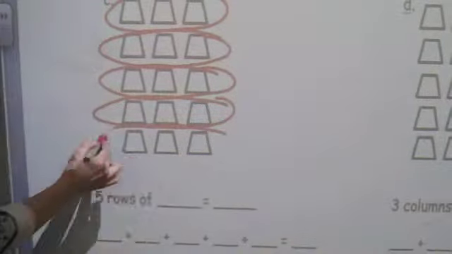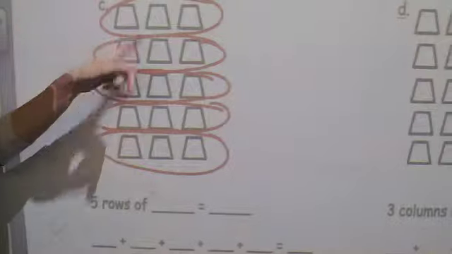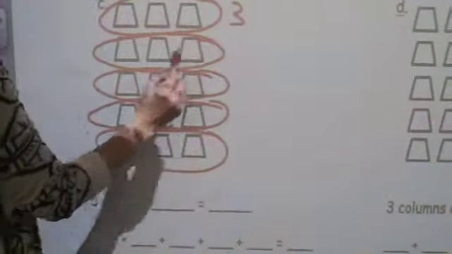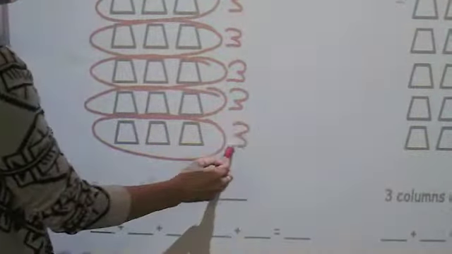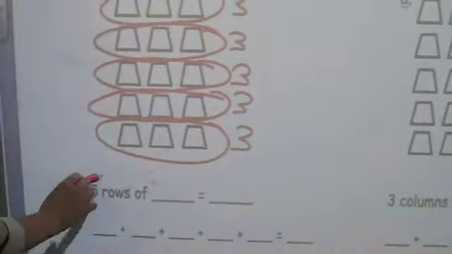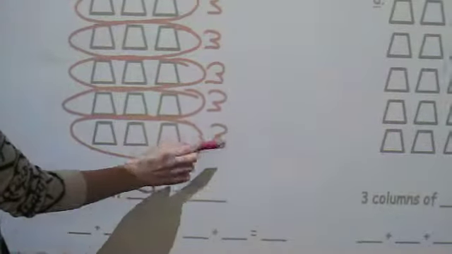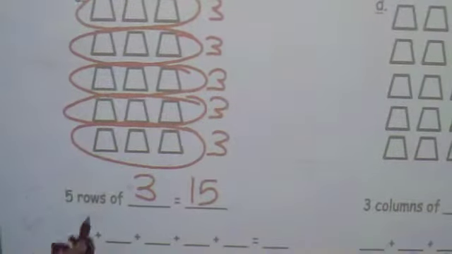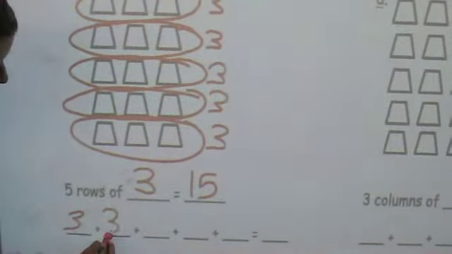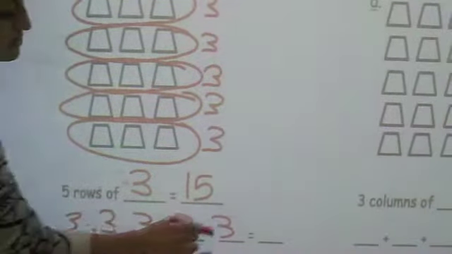1, 2, 3, 4, and 5. We have 5 rows of, let's see how many are in each row. 3 in this one, 1, 2, 3 in this one, 3 in our third row, 3 in our fourth row, and 3 in our fifth row. We have all equal groups, so we have 5 rows of 3. 5 rows of 3 equals 3, 6, 9, 12, 15. 5 rows of 3 equals 15. Let's use our repeated addition. 3 plus 3 plus 3 plus 3 plus 3. 3, 6, 9, 12, 15.